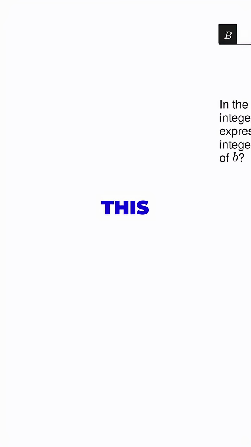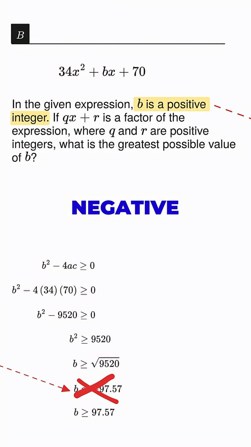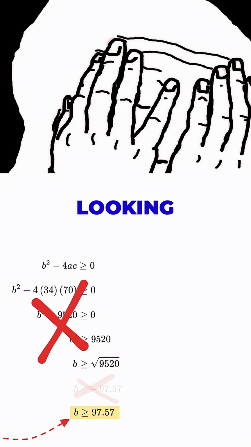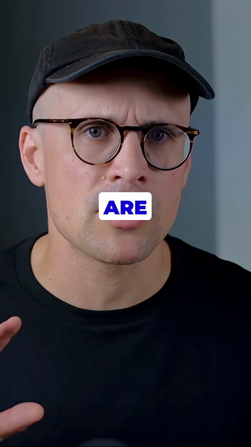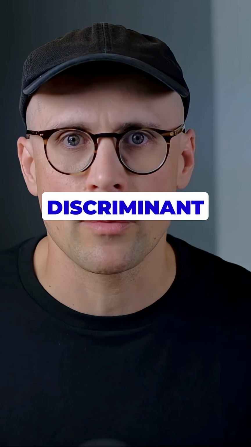However, if you try to apply this method to variant B, you run into a problem. After discarding the negative case, you're left with the statement that B must be at least 97.57. So you have a minimum value of B, but you know nothing about the maximum, which is what we're looking for. And that's because these problems are only superficially related. Variant B isn't about the discriminant at all.